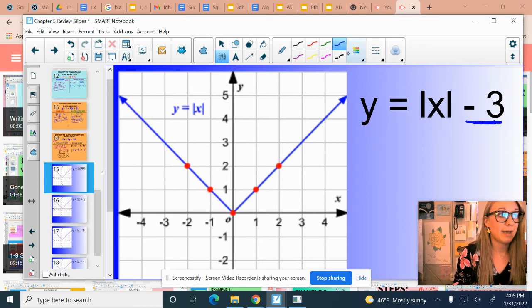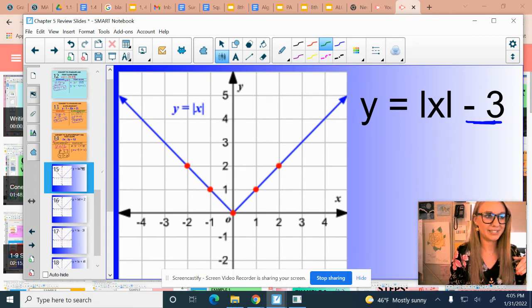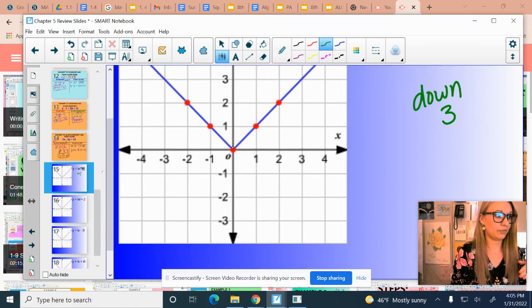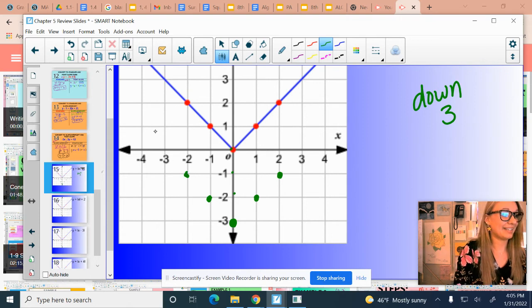When you see a -3, that tells you that it's either moving up or down. Well, because it's a minus, that means that you're going to be moving down 3. So watch this. Take my little vertex here, go 1, 2, 3, and then you just go on your way graphing. Let's see how bad this is. Oh, actually, this is probably my best one yet.